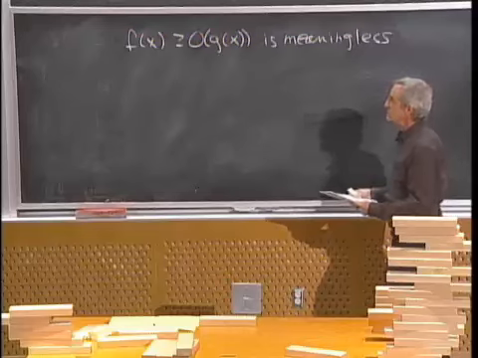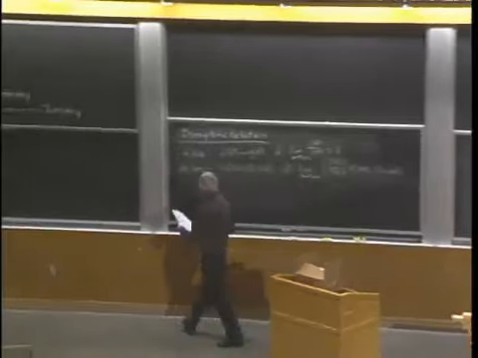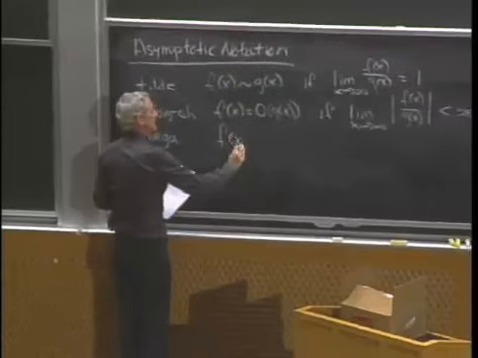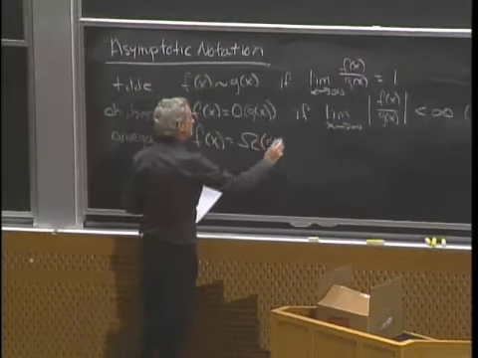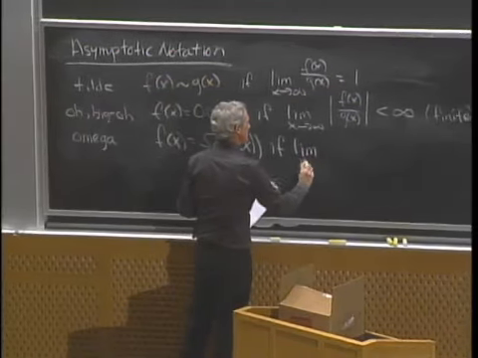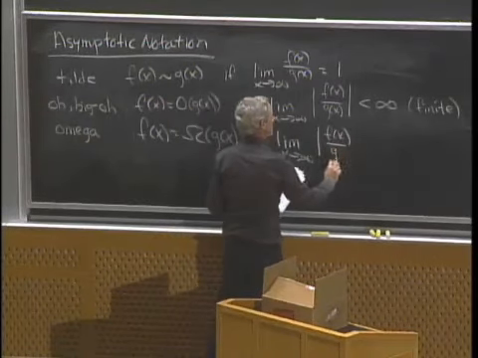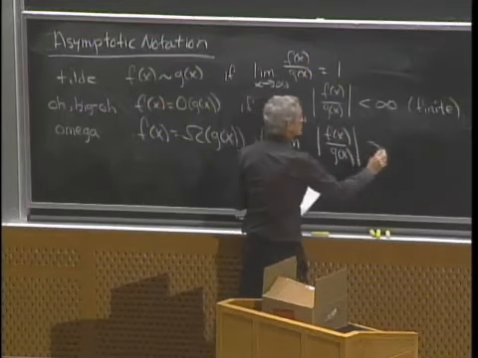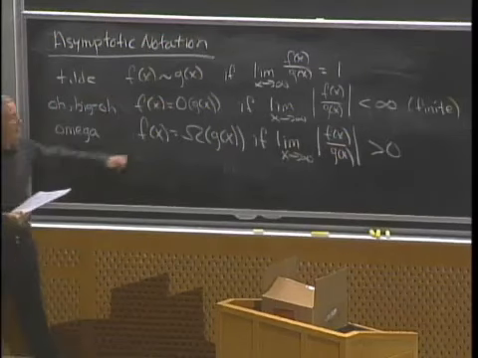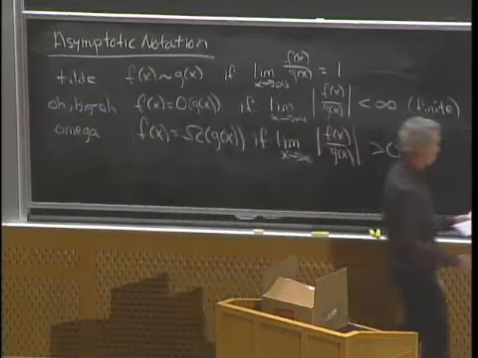The reason you can't do it is because there is another symbol to do what you want to do, and that's called the omega symbol. It's written like this. It's a capital omega. And it's if the limit as x goes to infinity of f of x over g of x is greater than 0. So now we're getting the lower bound version. In fact, it's just the opposite of big O.